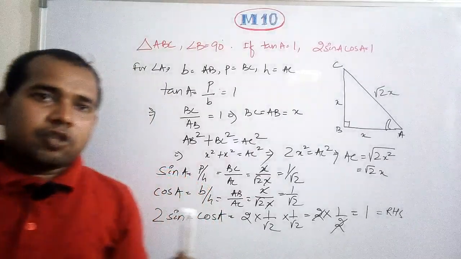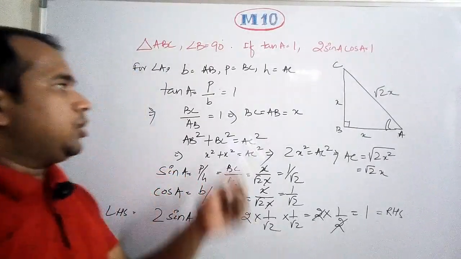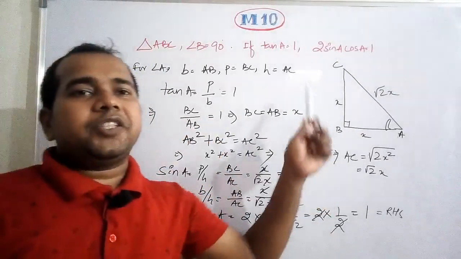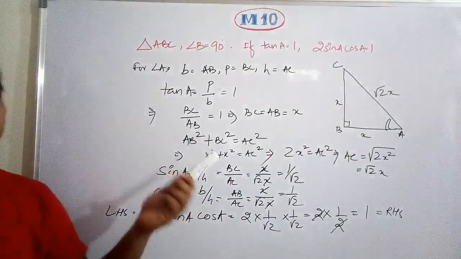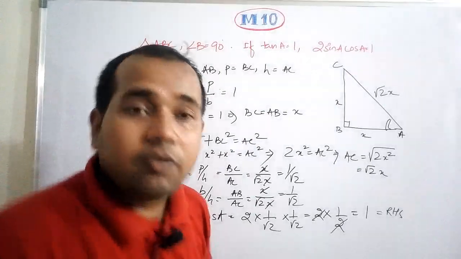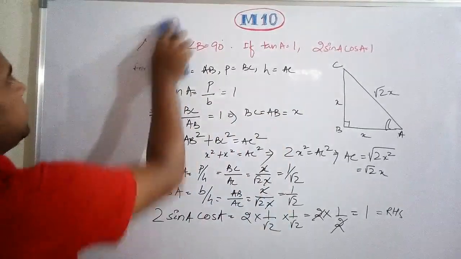So while solving these problems related to trigonometric ratios, always try to find out all the sides. Then you can put in the values and get the answers. Okay. Lastly, we are going to solve one more problem.